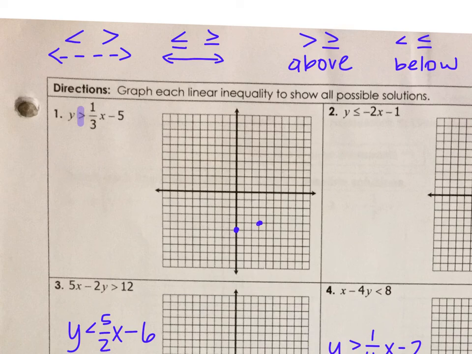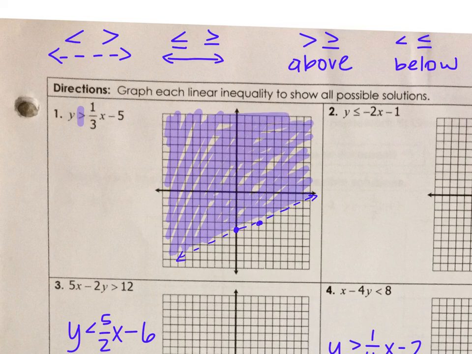So this is where my line's going to be. We need to look at our sign. That is going to be a dotted line. So let's draw the dotted line through my points. And now we need to decide, do I color above the line or below the line? Well, it's greater than, so that means above. So you need to color this whole section above the line.